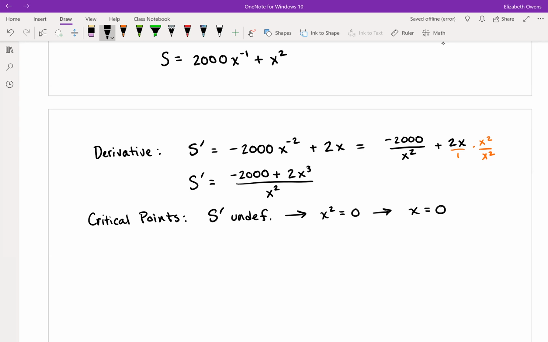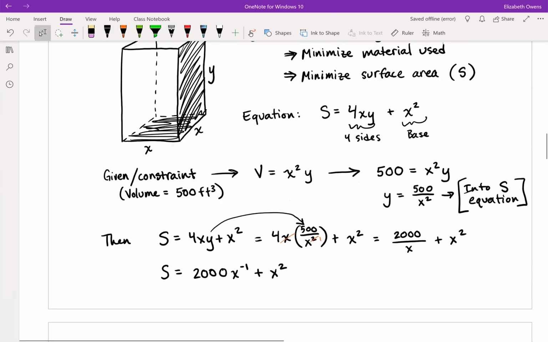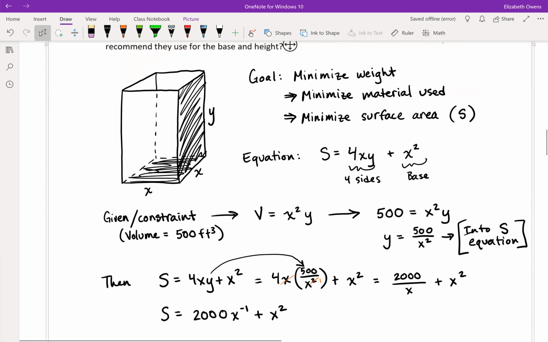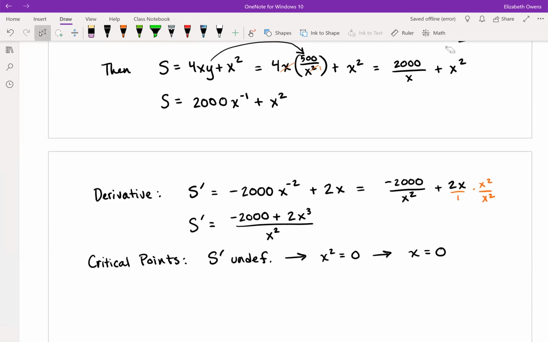But if you think for a second about what x actually is, that would be the dimension of the base of this tank. And if you think about x equaling 0, that is not really a situation that is going to physically work. You're saying that the base of this tank is 0 feet by 0 feet, and that is not going to give you the volume that you want here. So this critical point, although it is a critical point, it's not really one that we're going to use.